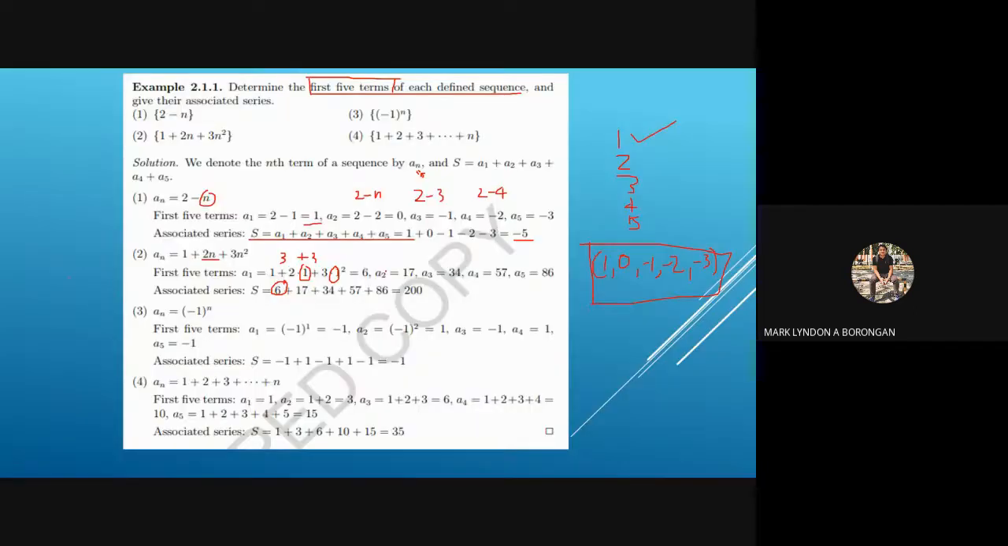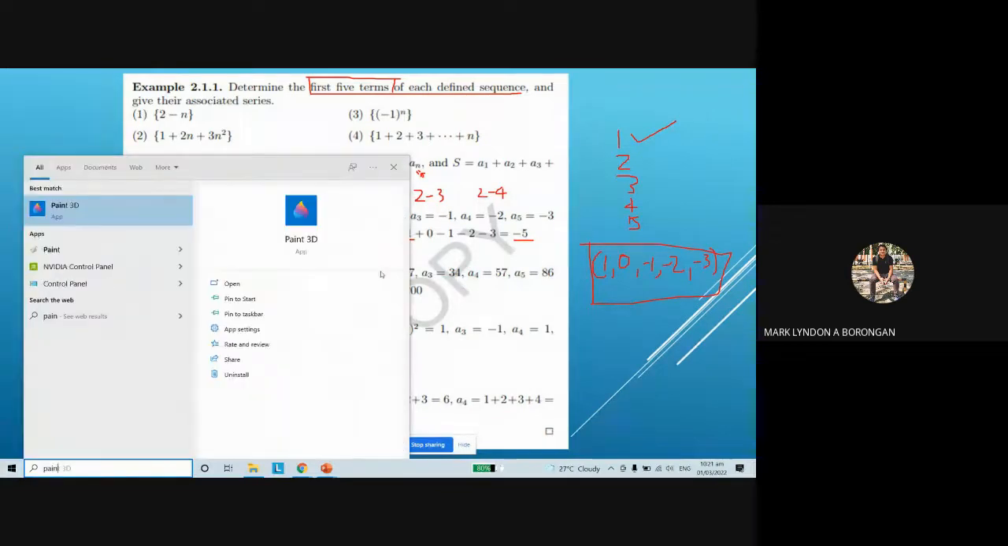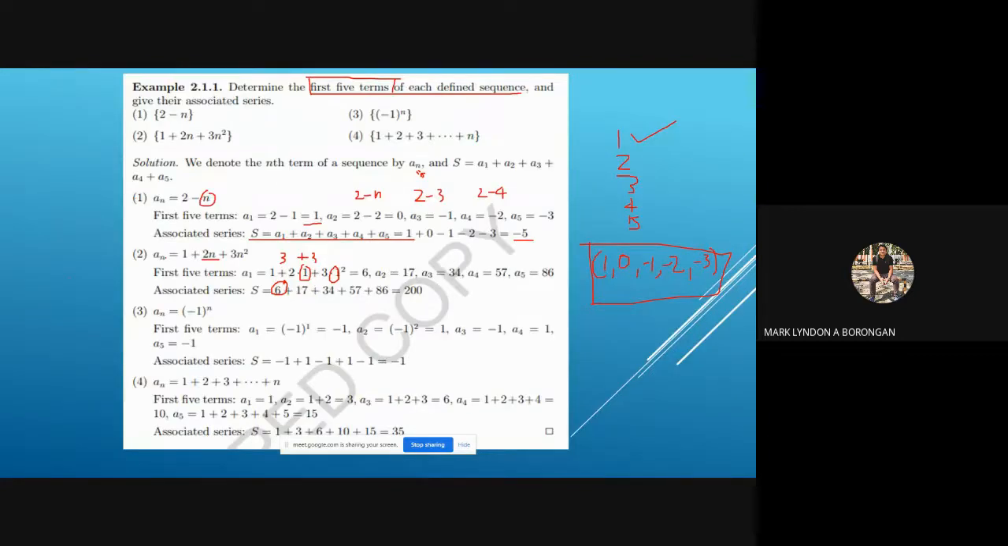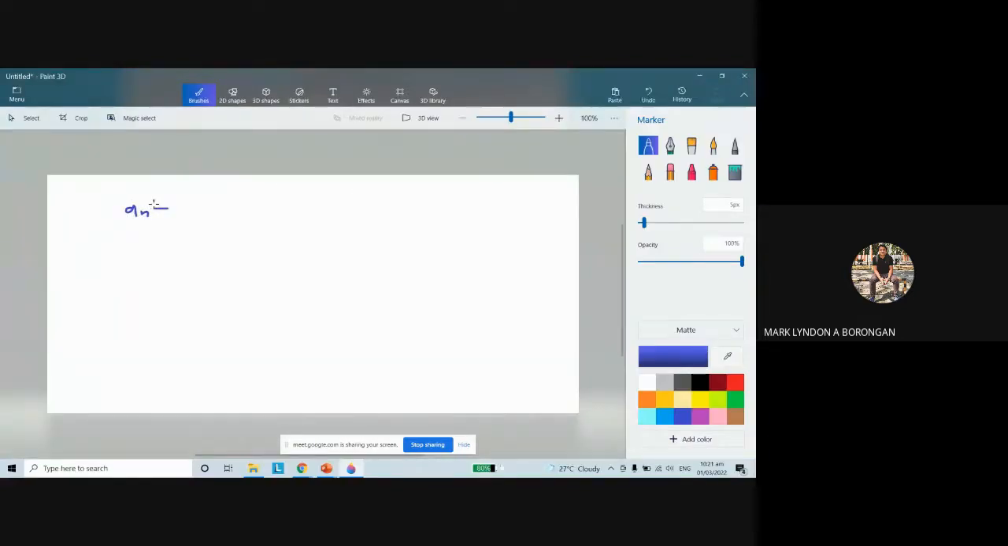Now a sub 2. Let's do it manually. So we have here the formula a sub n is equal to 1 plus 2n plus 3n squared. Now, to find the second term, all you have to do is substitute 2. Okay, it's the second term, so n is 2. And here, n is also 2.